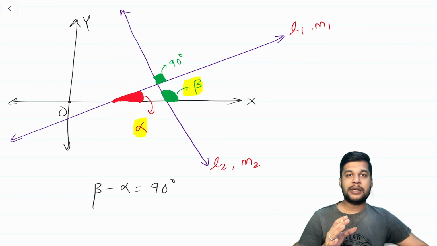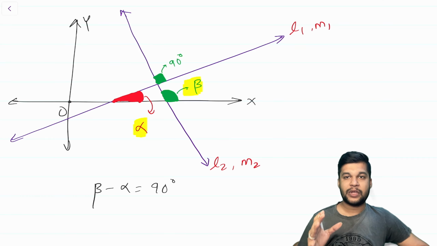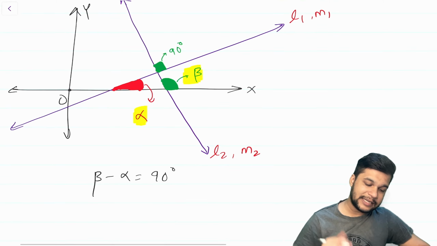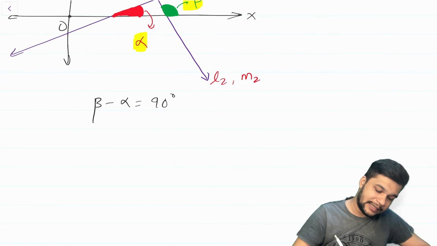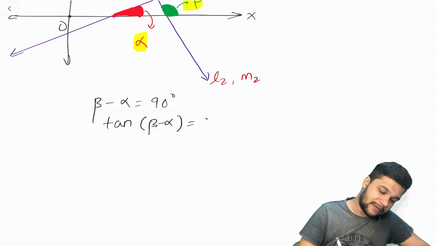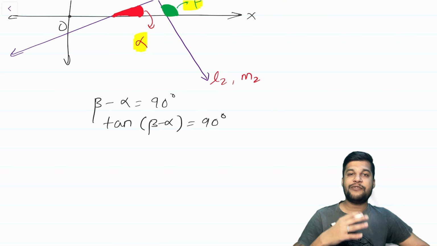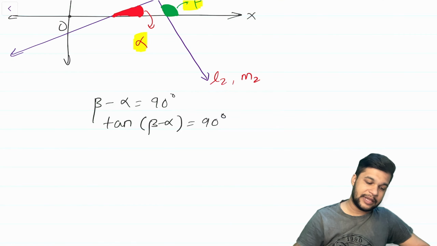Right? If you want, I'll pause here for 2 seconds. You can look at the diagram, you can pause the video, and you can think or imagine if beta minus alpha is equal to 90 degree is right or wrong. I'll leave this up to you. Okay, but yeah, beta minus alpha is 90 degree. So let's take tan on both the sides. So let's say this is tan of beta minus alpha equal to tan of 90 degree. Now there is a formula for tan of a minus b.